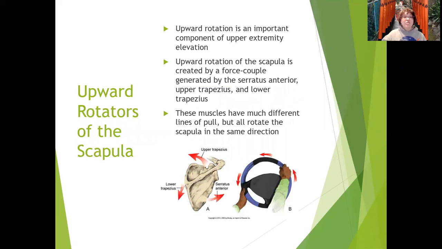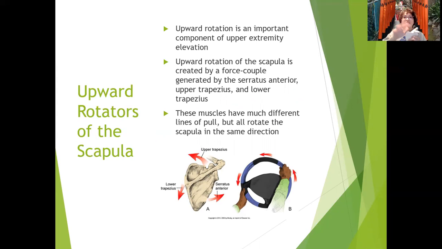Nice, right? So upward rotation of the scapula is an important component of upper extremity elevation. If we want to pick the fruit from the tree, we have to be able to get our arm up high enough to do it. The upward rotation of the scapula is created by a force couple generated by the serratus anterior, the upper trapezius, and the lower trapezius. These muscles all have very different lines of pull, but they all rotate the scapula in the same direction. So it should be called a force triple, but that's nitpicking, isn't it?